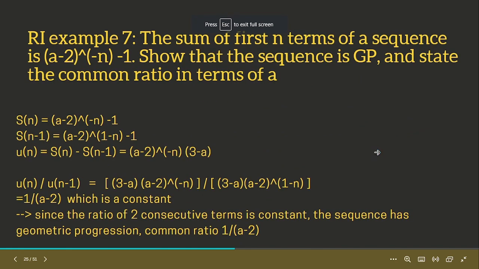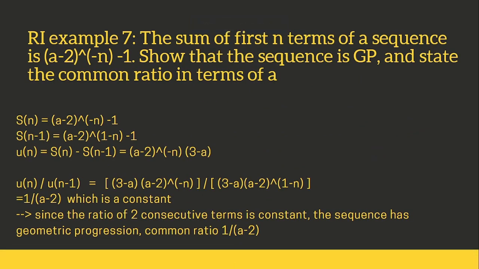So for this example, the sum of the first n terms of a sequence is (a minus 2) to the power of minus n, minus 1. Show that the sequence is a GP and state the common ratio in terms of a. So Sn equals (a minus 2) to the power of minus n, minus 1. Then to get the un, we're going to take Sn minus Sn minus 1. And if you do that and simplify, you'll eventually get (a minus 2) to the power minus n times (3 minus a).